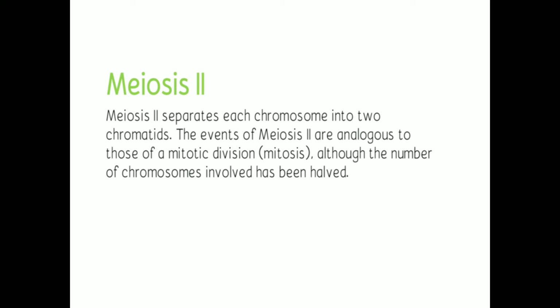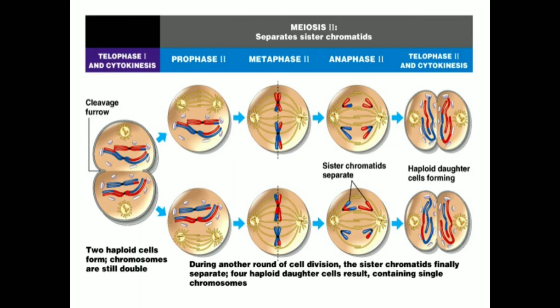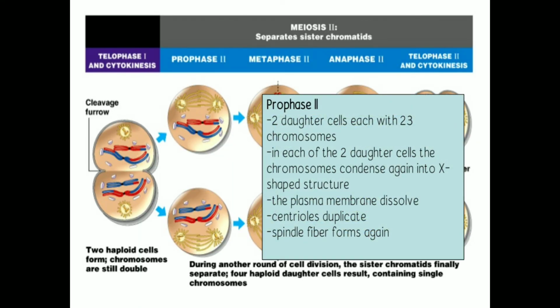Okay, take note that there is no interphase in meiosis 2. Kasi after ng cytokinesis sa meiosis 1 natin, the cell will continue to divide, or the process will continue into meiosis 2 without the interphase. In prophase 2, there are two daughter cells, each with 23 chromosomes or 23 pairs of chromatids. In each of the two daughter cells, the chromosomes condense again into an egg-shaped structure. The plasma membrane dissolves, the centrioles duplicate, and lastly, the spindle fibers will form again.